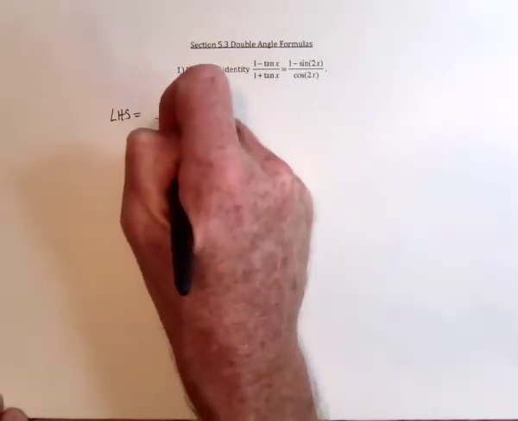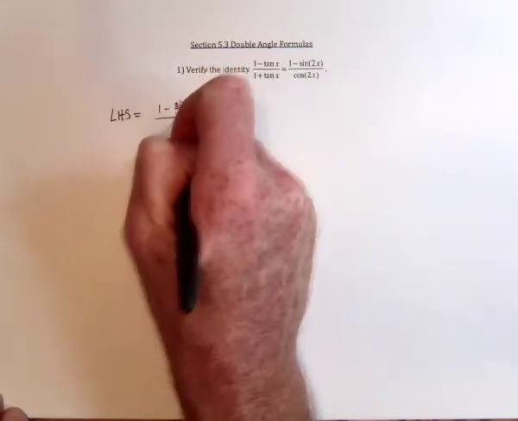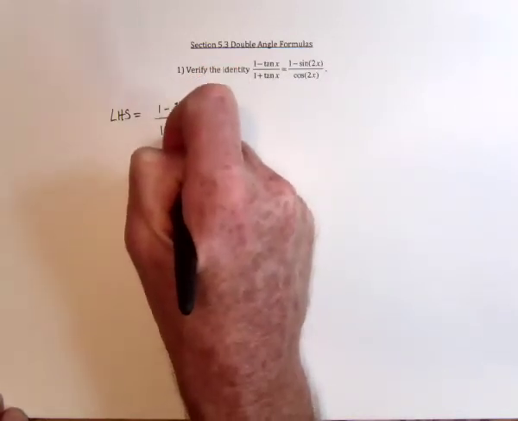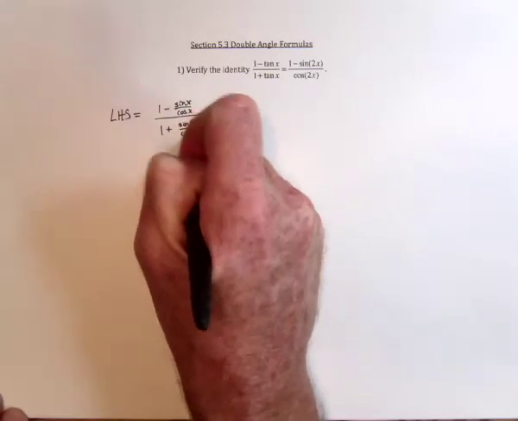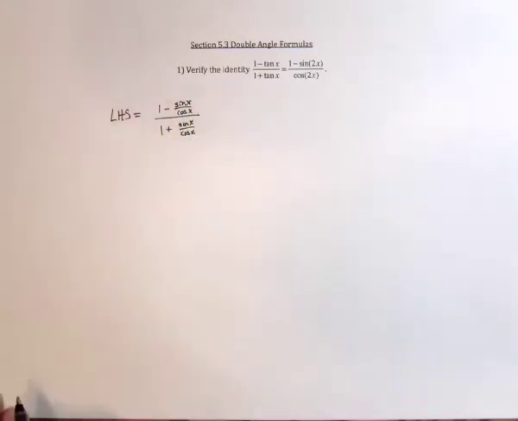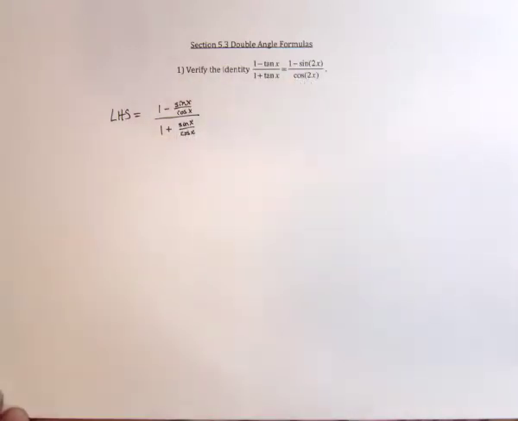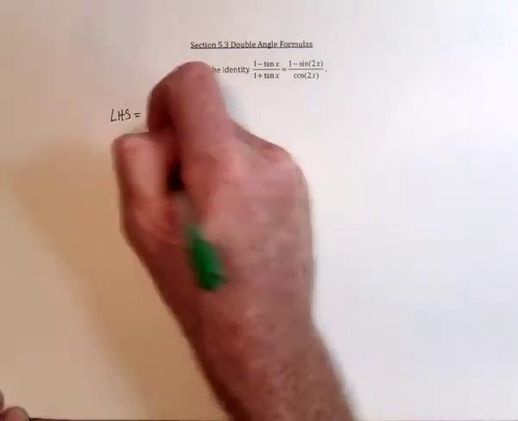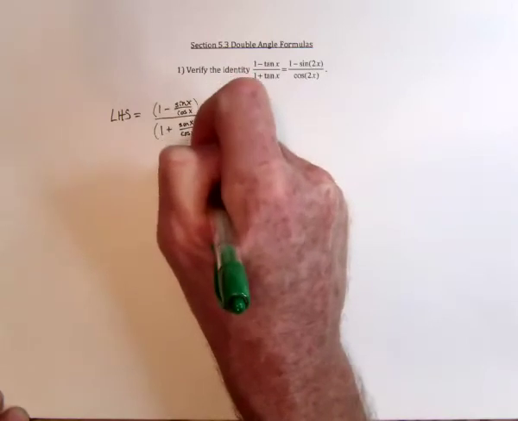So we've got 1 minus sine of x over cosine of x, and 1 plus sine of x over cosine of x. And this doesn't have any compound fractions like this one does, so that's the next thing, is clear these compound fractions by multiplying through by a cosine of x on the top and the denominator.